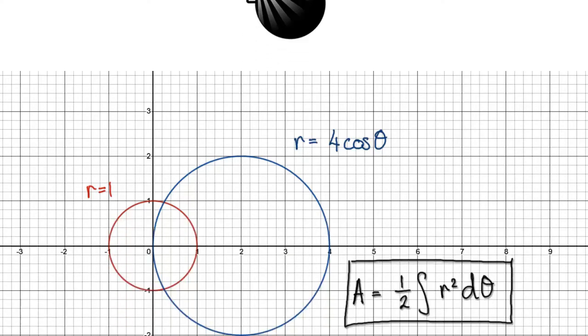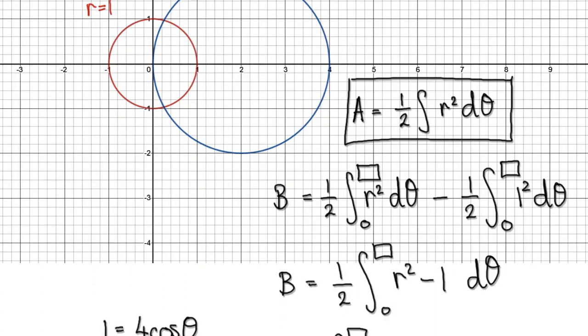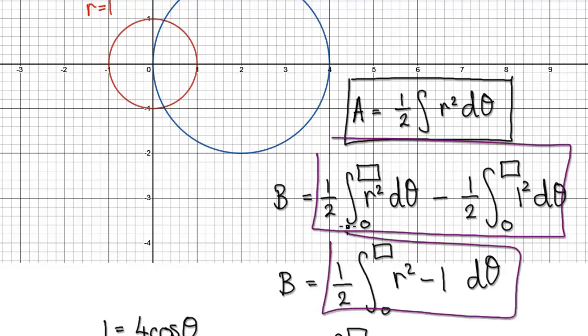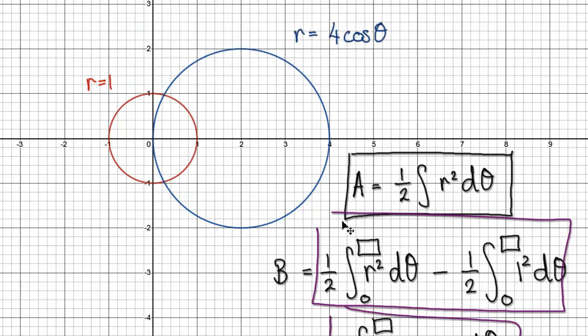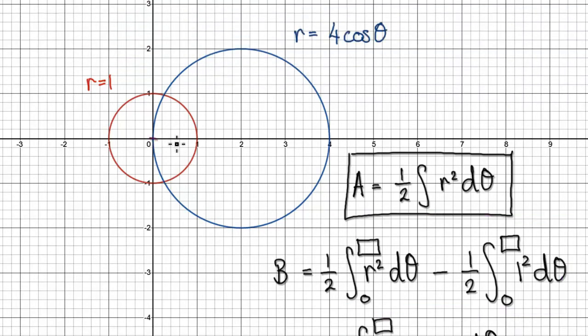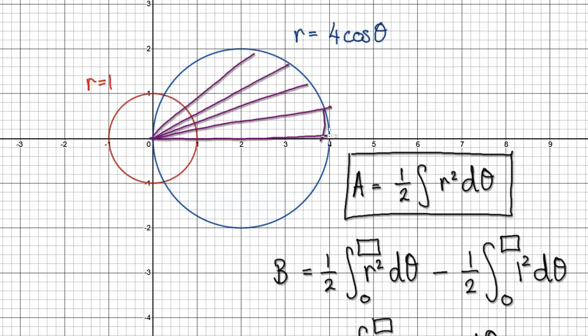Following on from the previous video, we got to this stage here where rather than you doing this, you can just simply do this, because the way polar integration works is this. You're integrating from an angle of 0, so you're summing up all these sectors here.